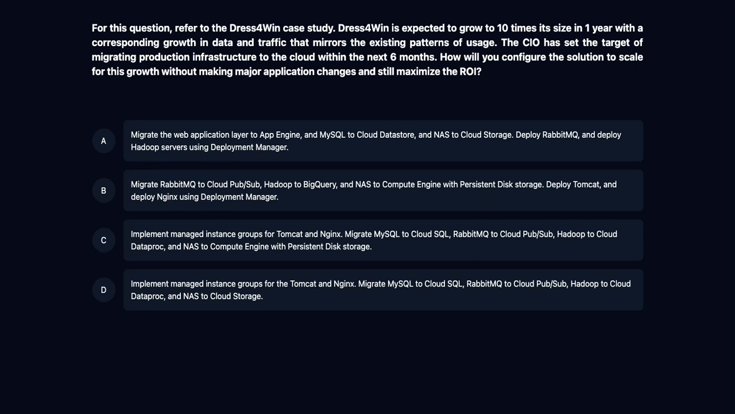Option C. Implement managed instance groups for Tomcat and Nginx. Migrate MySQL to Cloud SQL, RabbitMQ to Cloud Pub/Sub, Hadoop to Cloud Dataproc, and NAS to Compute Engine with persistent disk storage. Option D. Implement managed instance groups for the Tomcat and Nginx. Migrate MySQL to Cloud SQL, RabbitMQ to Cloud Pub/Sub, Hadoop to Cloud Dataproc, and NAS to Cloud Storage.